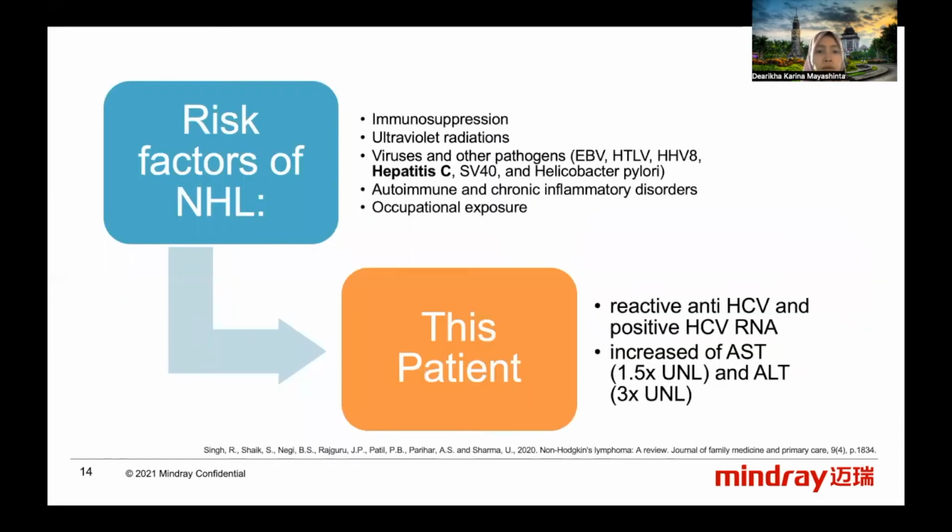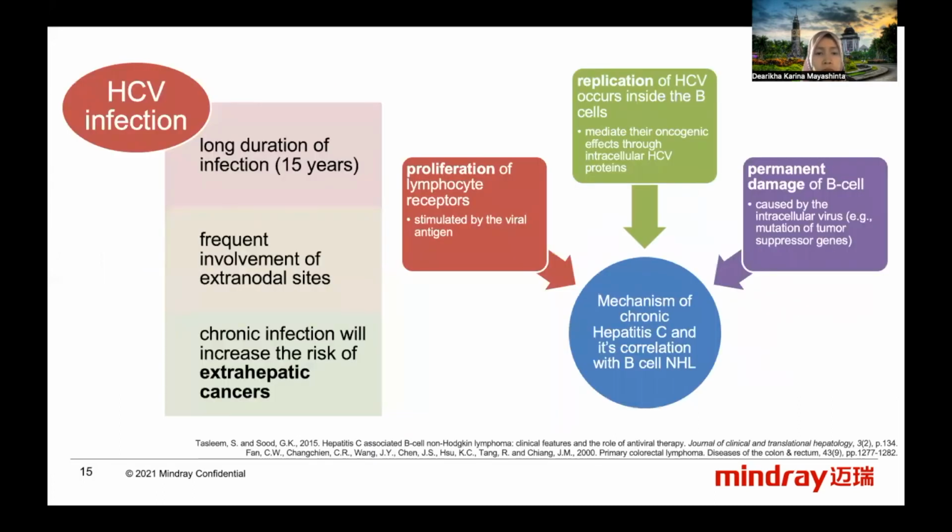There are several risk factors for NHL, one of them being viral pathogens such as hepatitis C virus. For this patient, we found reactive anti-HCV from immunology examination and positive HCV RNA by PCR. We also found increased levels of AST and ALT. The common features of HCV-related B-NHL are long duration of infection, 15 years, and frequent involvement of extranodal sites. The chronic infection is also responsible for chronic systemic inflammation that will lead to an increased risk of extrahepatic cancers.